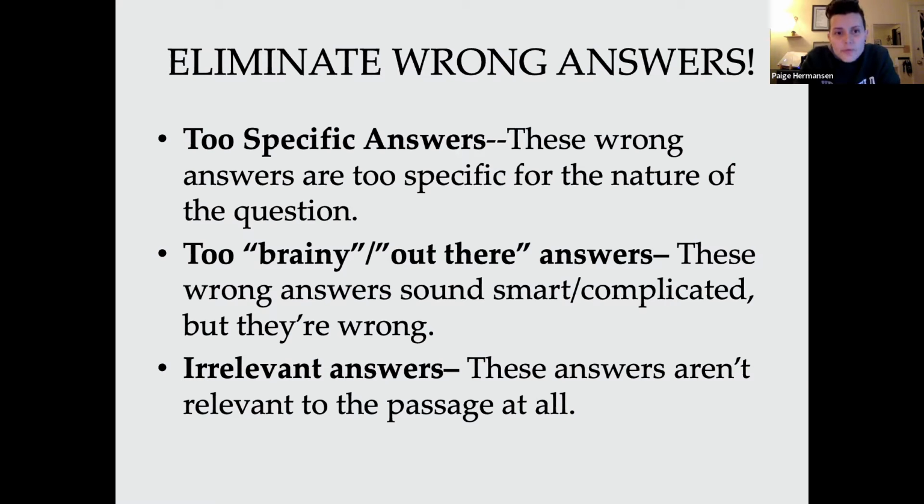And then the last type of wrong answer option is the irrelevant answer. They're answers that are not relevant to the passage at all. They sometimes will use language that appears in the passage, so it will look familiar, but it's wrong, right? So we're going to adapt to seeing these types of wrong answers on the exam.